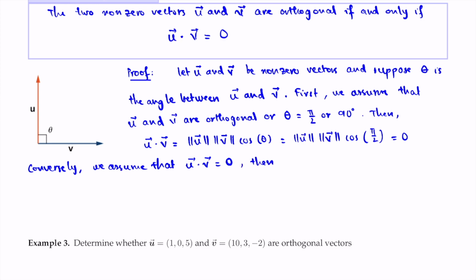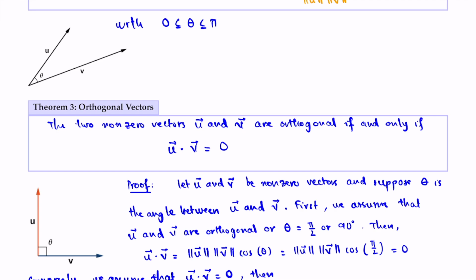Then you have that cosine of theta is equal to u dot with v divided by the magnitude of u times the magnitude of v. But we assume that u dot with v is equal to 0, so 0 divided by the magnitude of u and the magnitude of v is going to give you 0. So when cosine of theta is equal to 0, I'm just going to take the value of theta equal to 0.